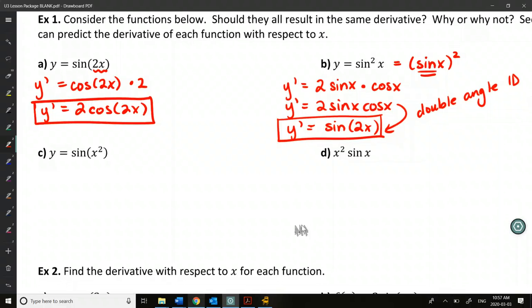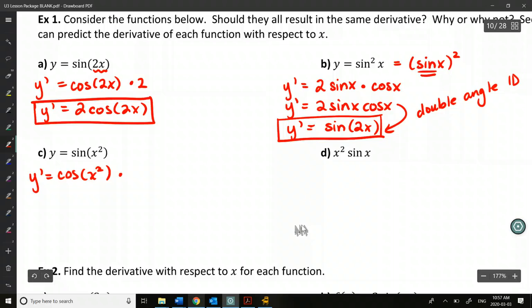Great. Okay, this one's a little bit different than the one we just did, because the one we just did was the whole thing squared. This one is just the interior squared. So same idea, kind of like a chain rule thing. The derivative of sine is cosine. And then we need to multiply by the derivative of the inside. So what's the derivative of the function inside sine? 2x. So I'll have 2x times cos of x squared.